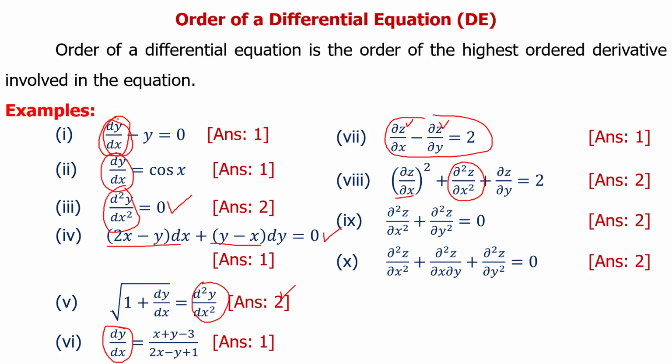Now here ∂²z/∂x², even though its power is 2, is the highest order derivative present in the given differential equation. So the order of the differential equation is 2. Here also the order of the differential equation is 2. Here also the order of the differential equation is 2. So this is the order of a differential equation and its related examples.